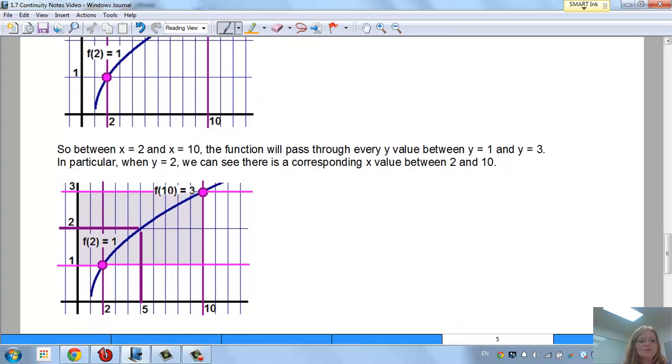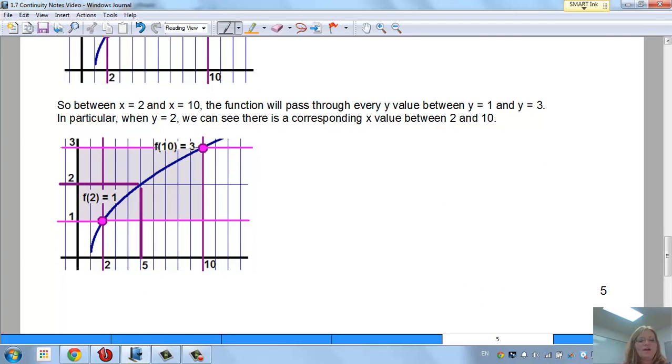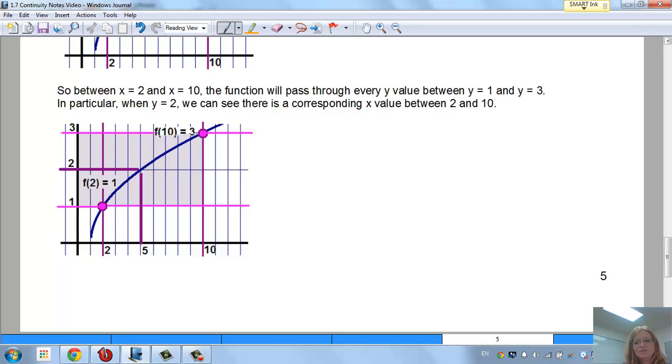And so I'm showing you this little picture. If I use the point (5, 2), you would see that it is in between those two values. That's just a little introduction to the intermediate value theorem. We're going to practice this more in class, so I'll see you in class.